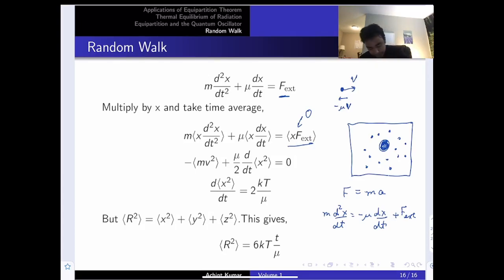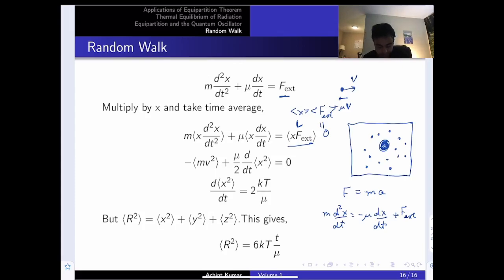So why is it 0? Let me think. Yeah, the reason it's 0 is because the force is independent of position, and so we can write the average value of x times F external as the average value of x times the average value of F external, and this is equal to 0, because the average value of the noise force is 0.